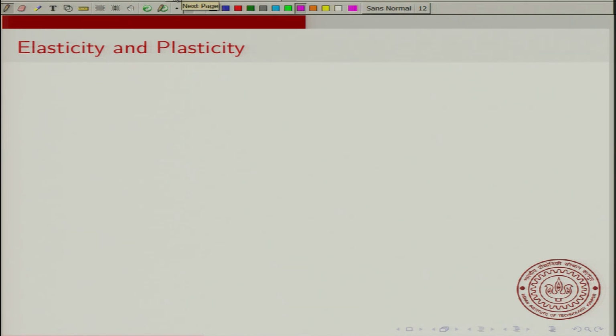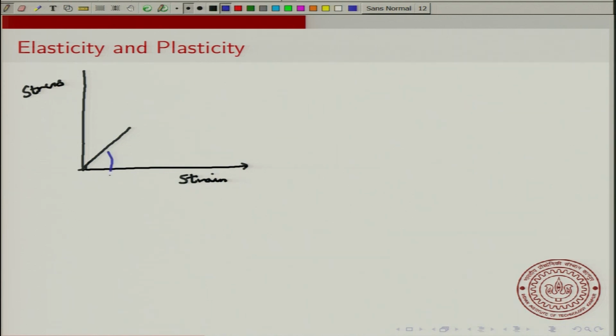Again, I mentioned briefly elasticity and plasticity. You can show this in a graph, typically something like a stress versus strain curve. If you take any typical material, stress and strain are proportional to each other. This is the linear elastic regime. At some point the crystal will start undergoing plastic deformation. In this elastic region, if you take out the stress, it will come back to the unstrained configuration.